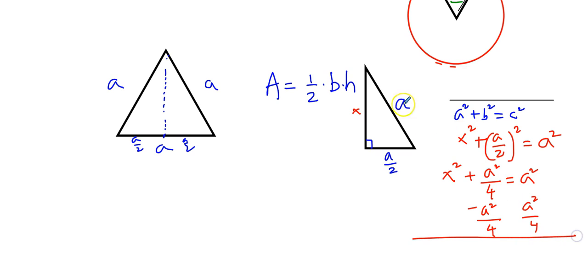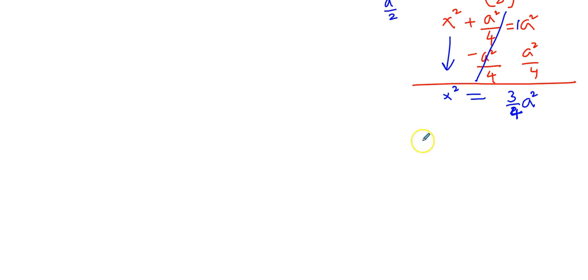On subtraction, we get X square is equal to, this got cancelled, 1 A square. From 1 A square, 1 fourth is taken away. 1 minus 1 fourth of A square gives you 3 fourth, 3 over 4. 1 minus 1 fourth, 3 fourth of A square. Okay. Now, so X square is equal to 3 fourth of A square.